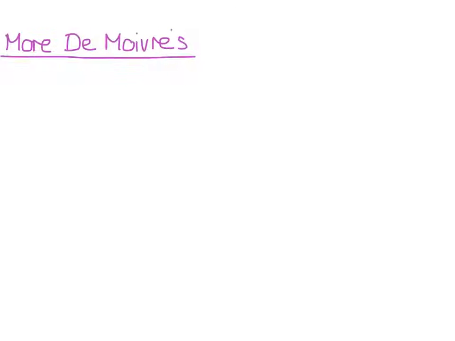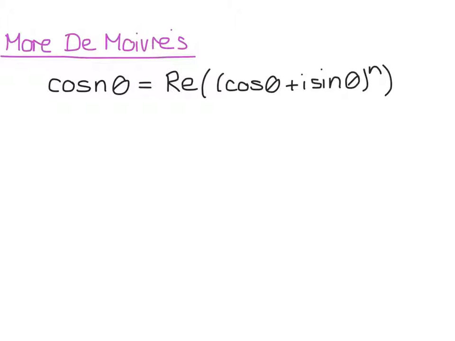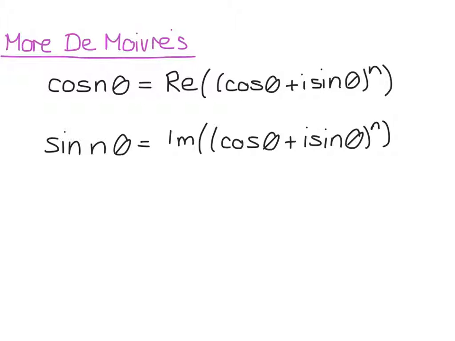Now let's move on to look at more of de Moivre. So de Moivre's theorem can help us to realise that cos of n theta is actually equal to the real part of (cos theta plus i sine theta) to the power of n, whilst sine of n theta is actually equal to the imaginary part of (cos theta plus i sine theta) all to the power of n. This means that we can find alternative ways of writing cos n theta and sine n theta, which allow us to integrate powers of sines and cosines more easily.